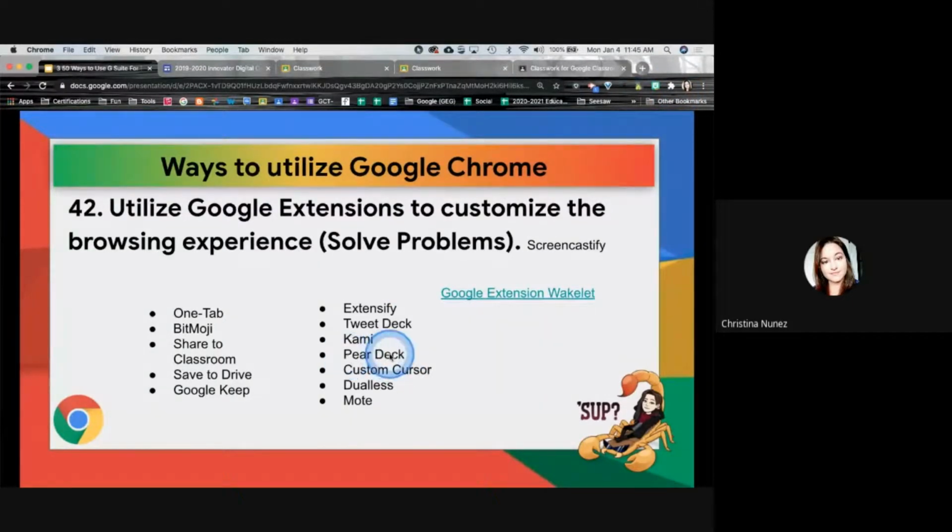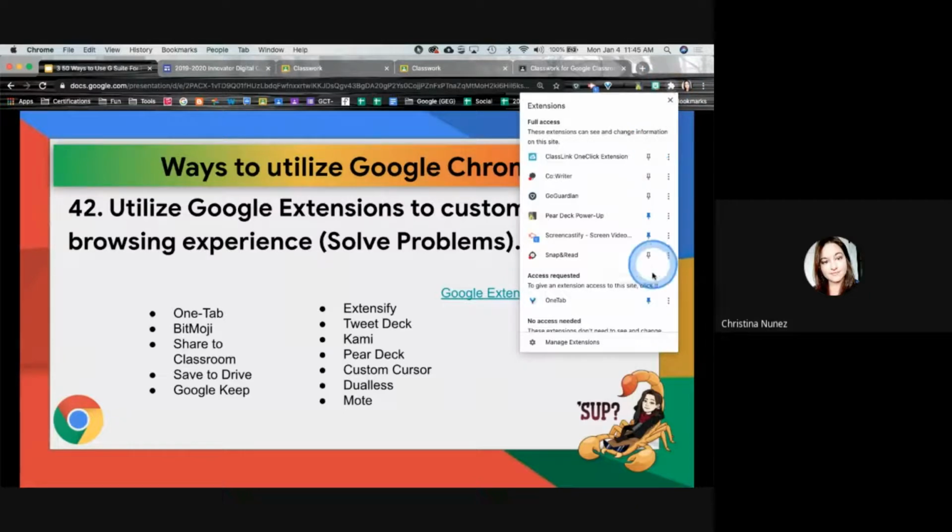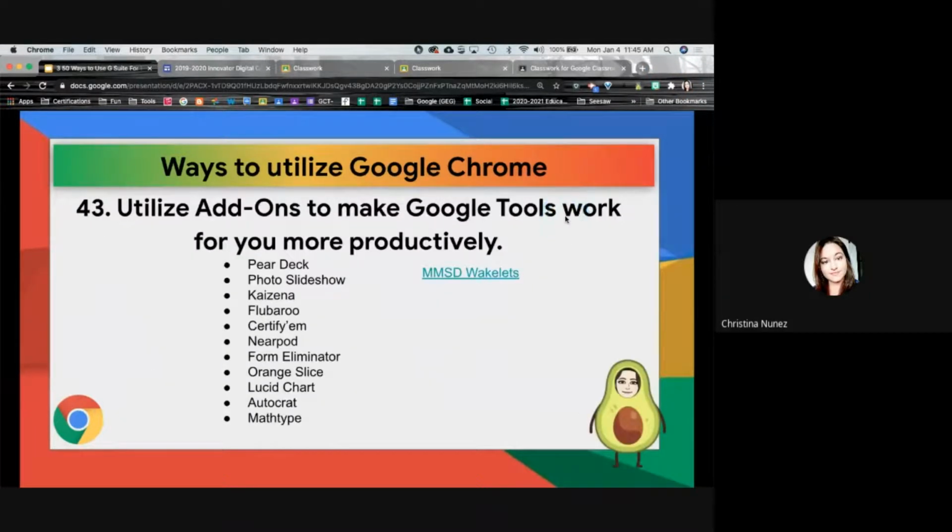You can add Pear Deck, you can have Moat. So here's just a few of them. I do use this puzzle piece here, and I make sure and unpin them, or I disable them when I'm presenting. So that way my system runs faster.